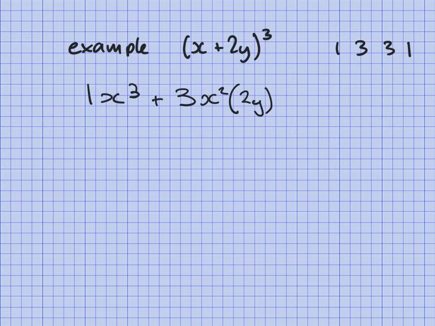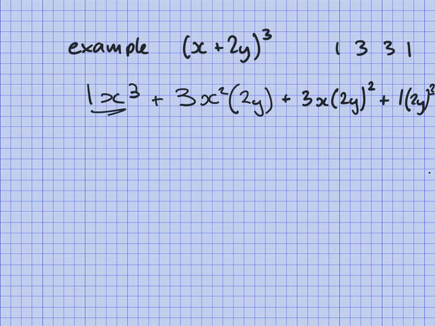The next term in the expansion will be plus 3 again. This time it's just x, and we have 2y squared. And the last term will be 1 times 2y cubed. Need to expand that to get it correct.